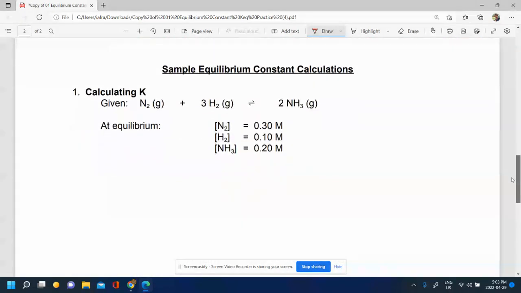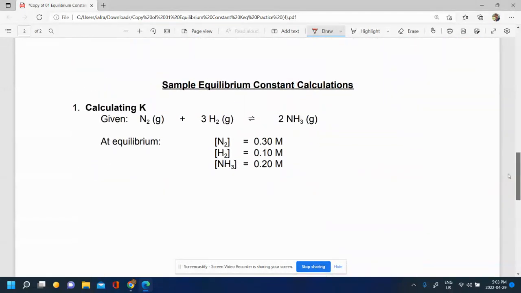In the next video, we're going to do some numerical examples that employ the use of the equilibrium constant.